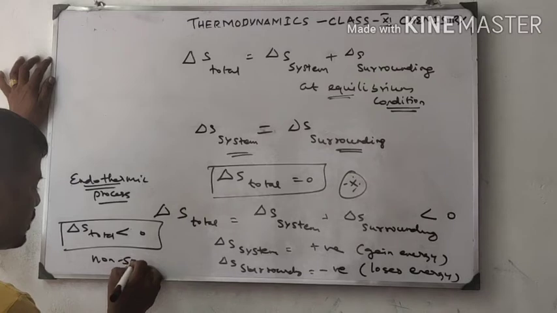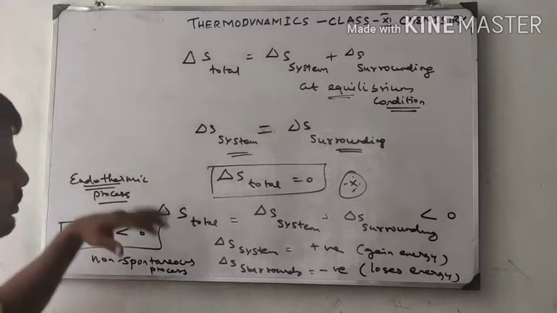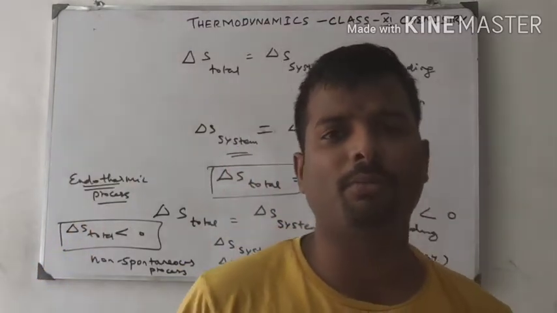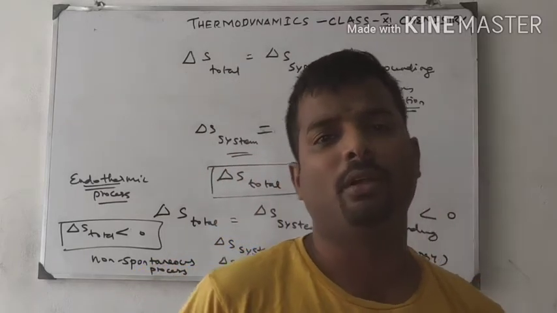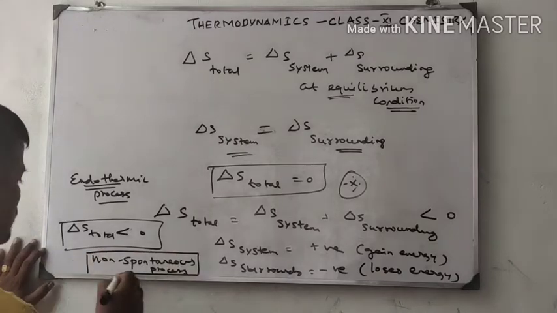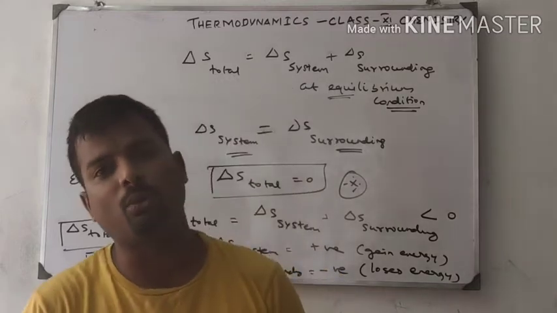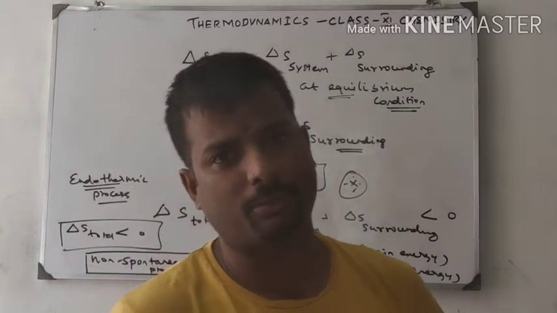These are called non-spontaneous processes. Since the system wants to absorb heat from the surrounding, it needs the external agency's help. That is why it is a non-spontaneous process. It does not happen by itself. We manually do it ourselves, then only it will take place. So it is a non-spontaneous process.